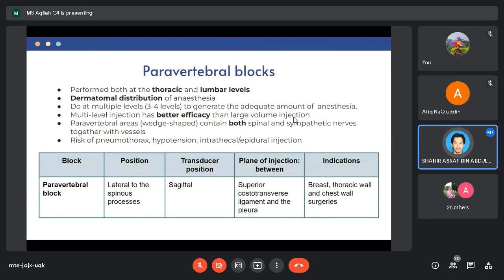So paravertebral is the same, somatic and visceral. Only that the site is deeper than the erector spinae block. So that's why it is more difficult, with less visualization. So it's not commonly done, and there is a higher risk of pneumothorax or even epidural injection.